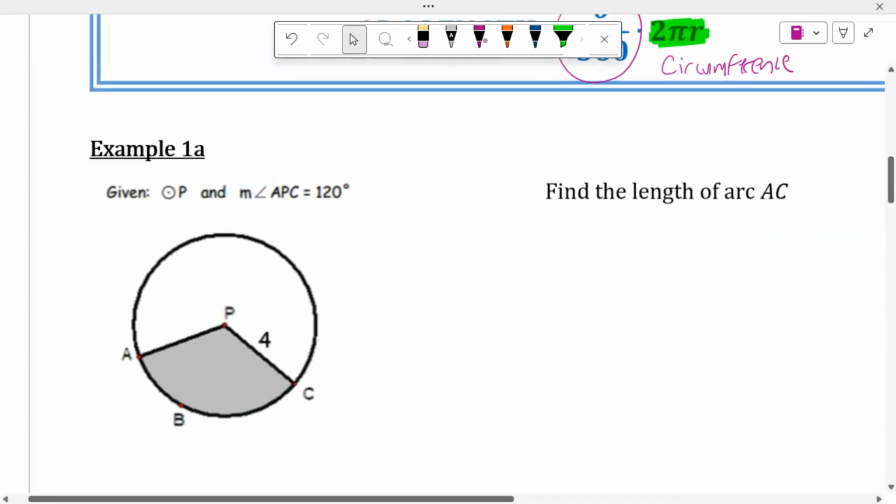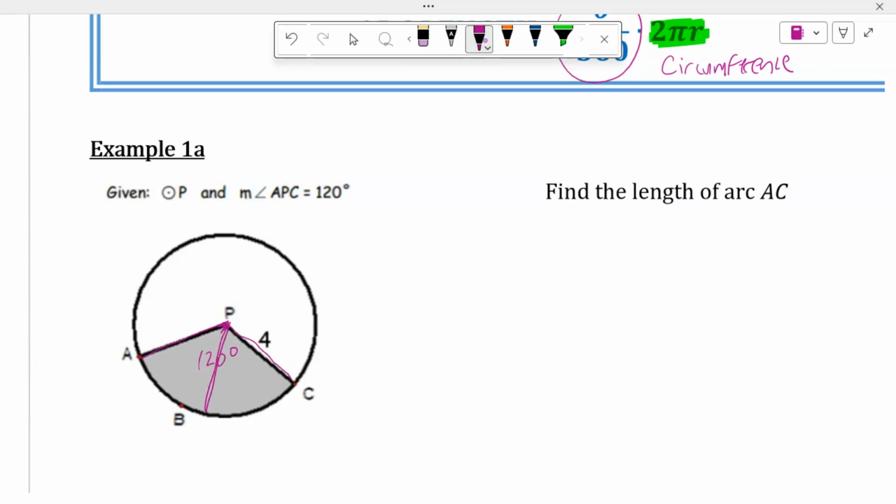So we have circle P, there's the center, and it says the measure of angle APC, so A to P to C, this central angle here, is 120 degrees. So it's almost like, imagine we wanted 2 slices of pizza out of the pie. We don't want the whole circumference, we just want this piece of crust right there. That's what we're looking for.